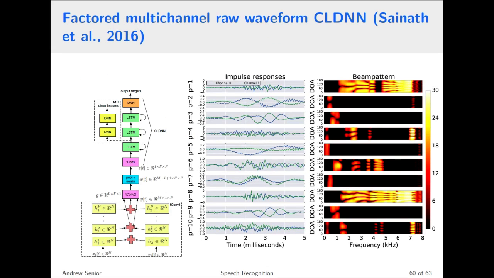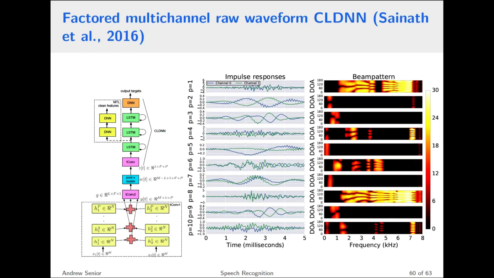So one variant of that has been this work from 2016, which is the factored multi-channel raw waveform. This, again, is a raw waveform version of the CLDNN, but where we take, in this case, 2 signals and apply filter banks to each of those 2 signals and combine them before doing a time convolution. We do the pooling and then feed that into the frequency convolution front end, and then we have this LSTM and the DNN for the output targets, and a multitask objective for reconstructing clean features.